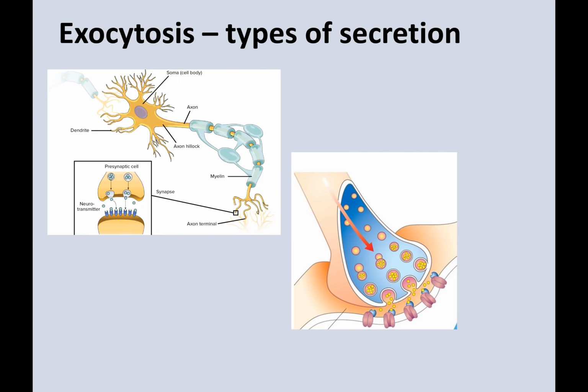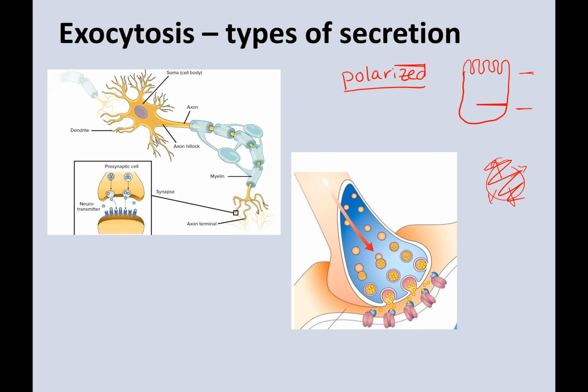The third type is polarized. And when we talked about cell junctions, we mentioned that some cells have a specific apical and basolateral layer, or ends to it. And so cells that have this polarity, have different ends to them, can do polarized secretion. So it's not that the secretion can happen anywhere out of the cell. It happens at one end or the other.